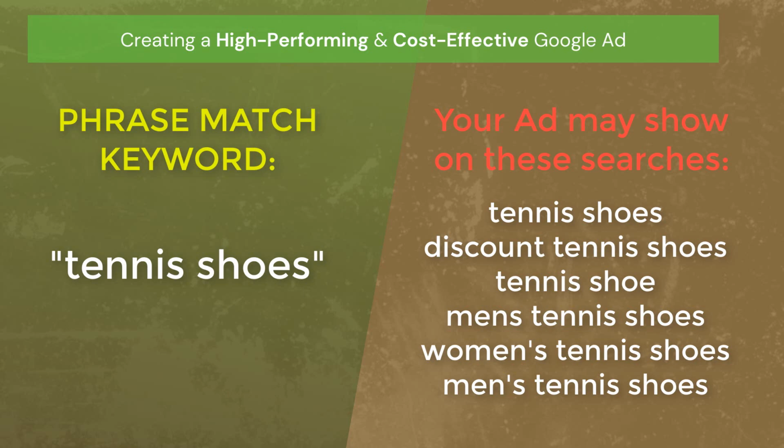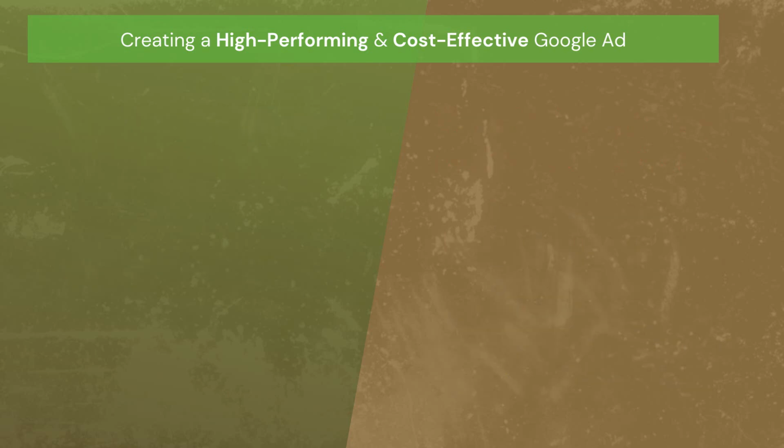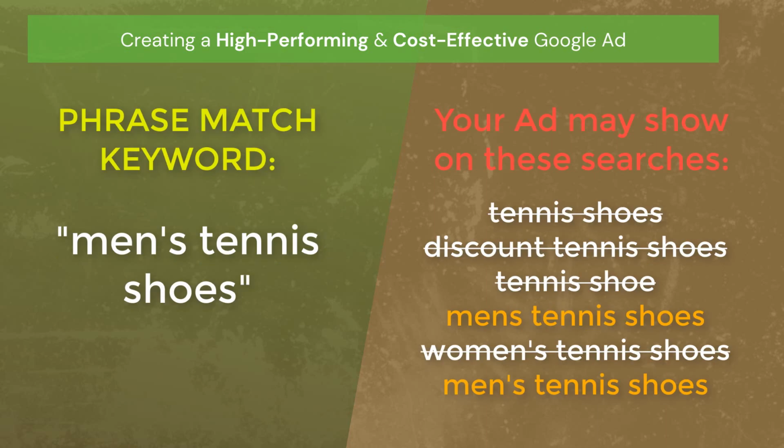If you wanted to have more control, instead of just having tennis shoes as your phrase match, you can have some of these other ones, like men's tennis shoes. Let's say you didn't sell women's tennis shoes. If you just had men's tennis shoes, and we'll go over this later, you could always have women's as a negative keyword so your ad wouldn't show. But by adding more terms to your phrase match instead of just tennis shoes, again, you are limiting when your ad will be shown. So that's how you really take advantage of phrase match.